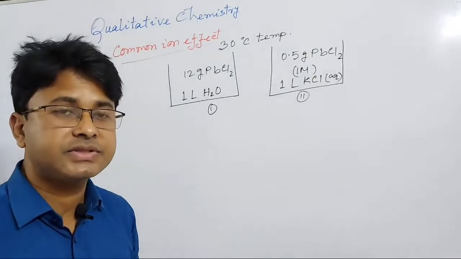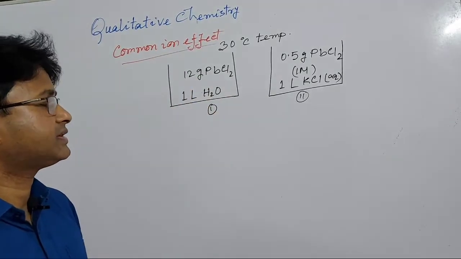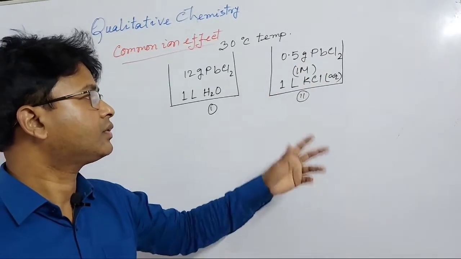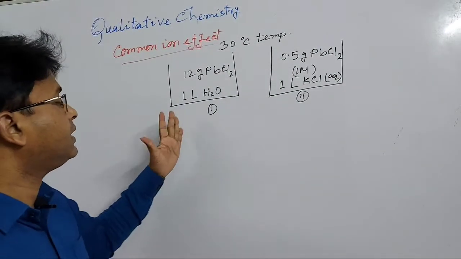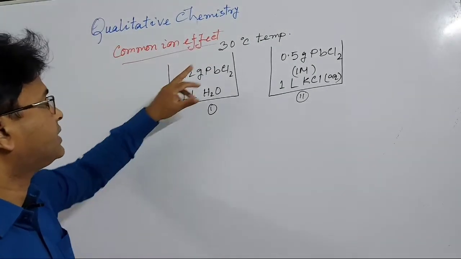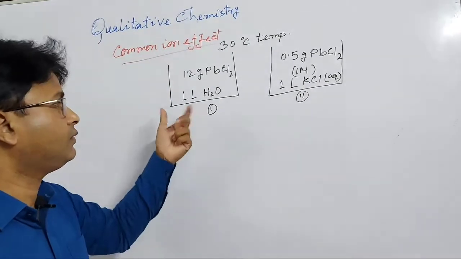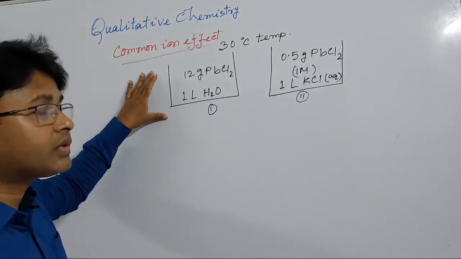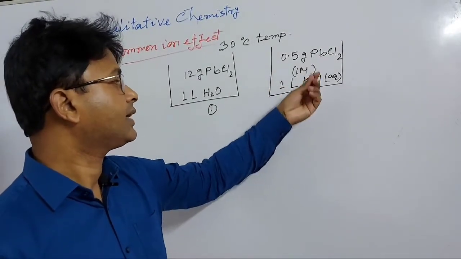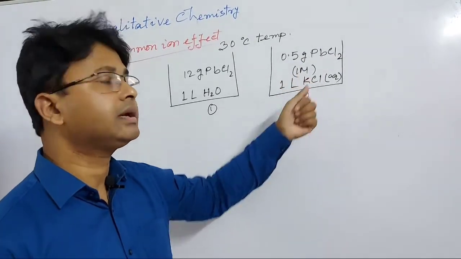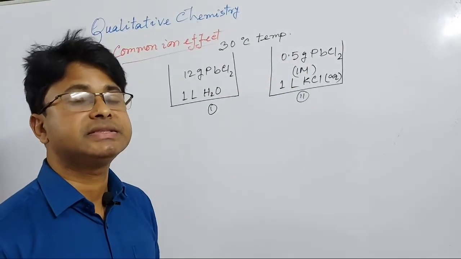Here you can see two different types of solution are given. First one is lead chloride in water, and second one is lead chloride in 1 molar potassium chloride solution. If you observe both solutions, at 30 degrees centigrade, if 12 gram lead chloride is dissolved in 1 liter water, then it will be the saturated solution of lead chloride. But if I take lead chloride in 1 liter of 1 molar potassium chloride solution, only 0.5 gram lead chloride is dissolved.